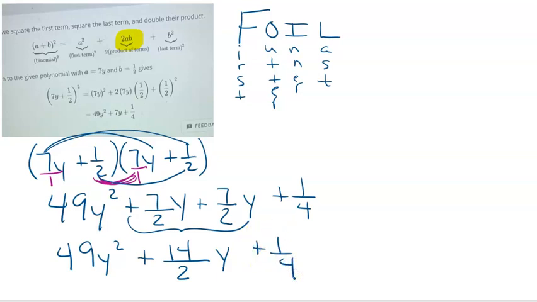Now there's one extra little thing we can do. See this guy right here? I know you recognize we can put that in lowest terms. So when I go back and do my final simplifying, this is 49y squared plus 7y plus 1/4.